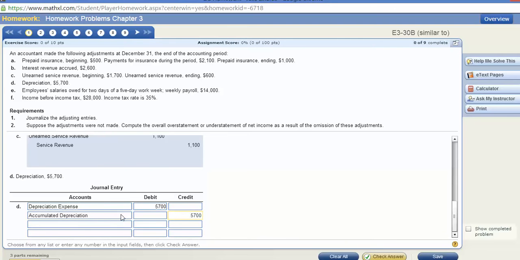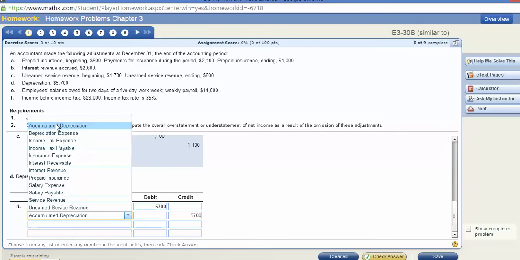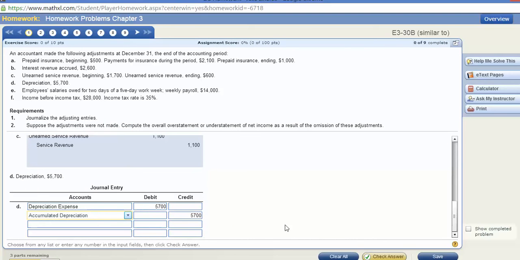Notice in this case, 5,700 says accumulated depreciation and that's it. So you really just have no distinction. If you were depreciating, for example, a vehicle, be careful because you might have more than one accumulated depreciation account. It might say accumulated depreciation vehicle or accumulated depreciation building, whatever it is you happen to be depreciating. But this is pretty much it. Depreciation entry is pretty straightforward.